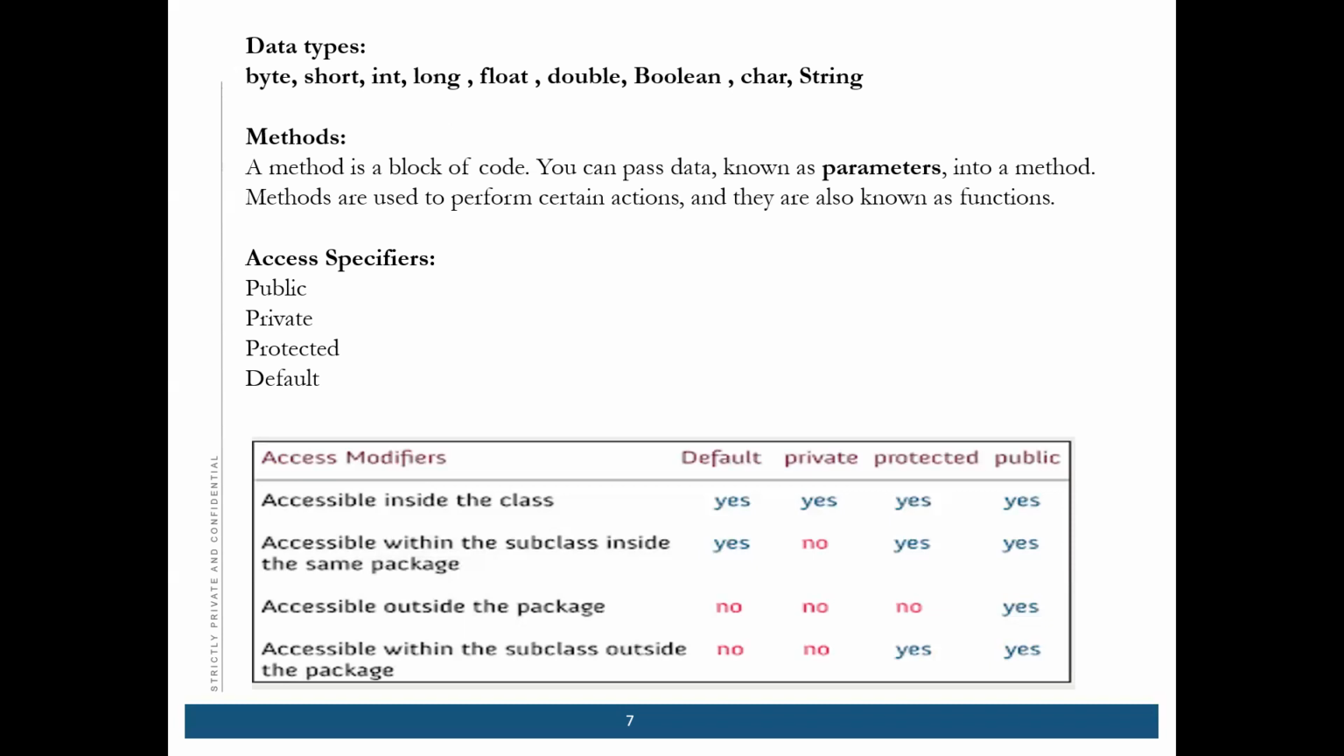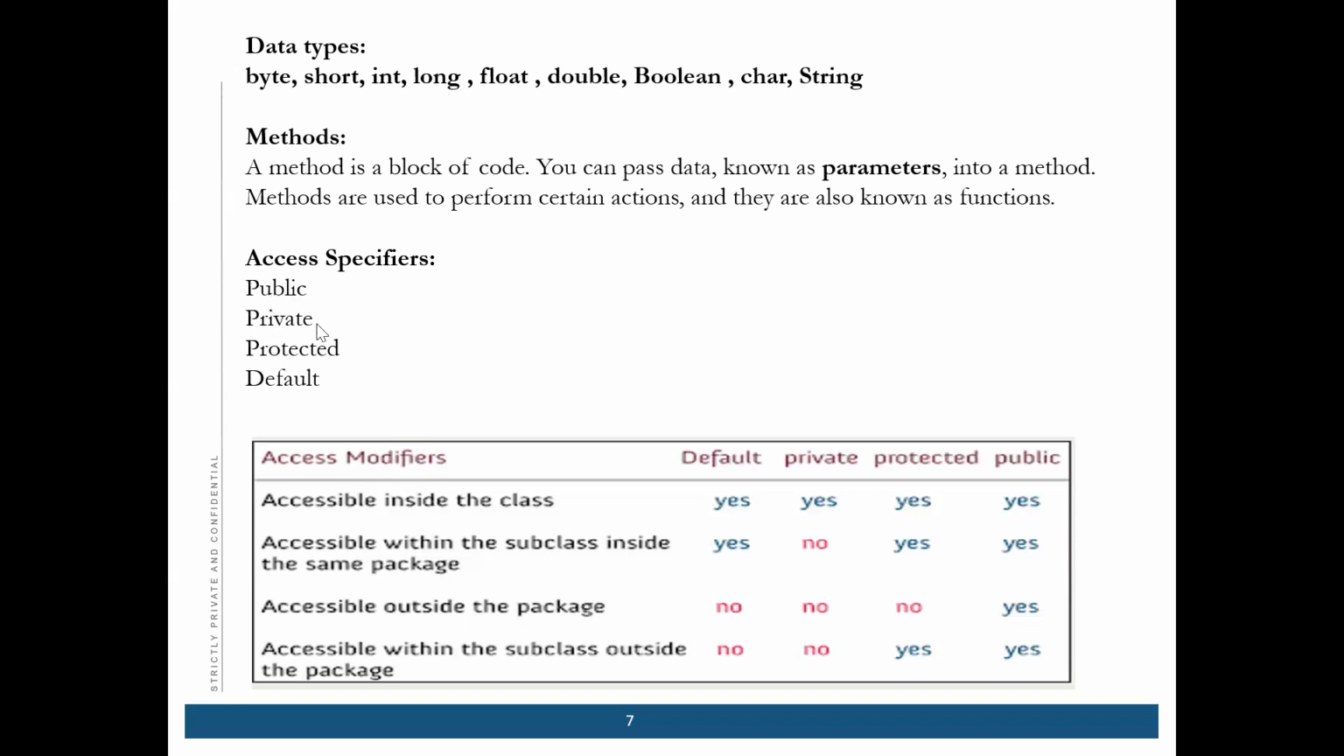Next is access specifiers. What are access specifiers? It is a very important topic, and one question will definitely be asked from access specifiers. So there are mainly four types of access specifiers, or access modifiers also you can say. These are public, private, protected, and default.